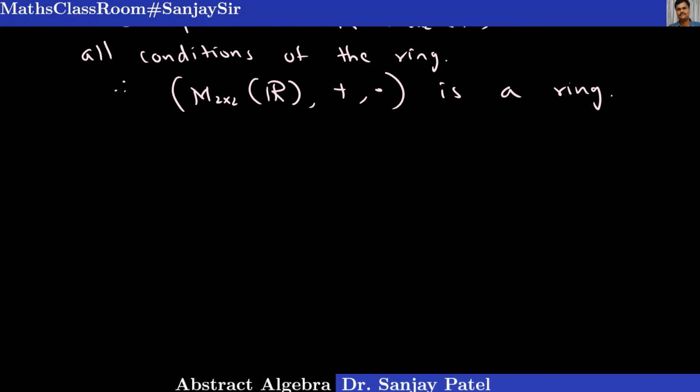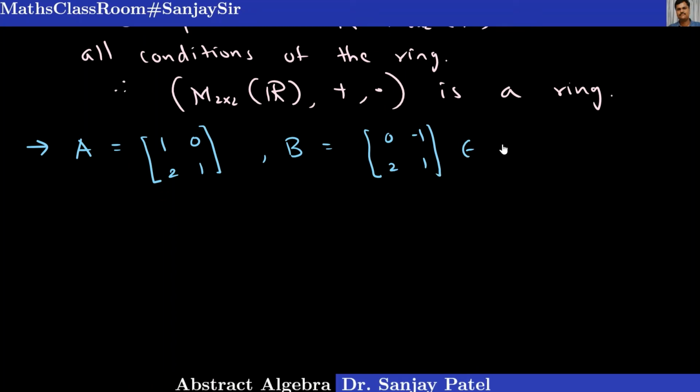Further, this ring has some interesting properties. First of all, it is not a commutative ring. Let me explain with two simple matrices, say A equal to 1, 0, 2, 1, and let us take another matrix, B equal to 0, minus 1, 2, 1. We can take any two matrices like this in the ring. Then what is A into B?